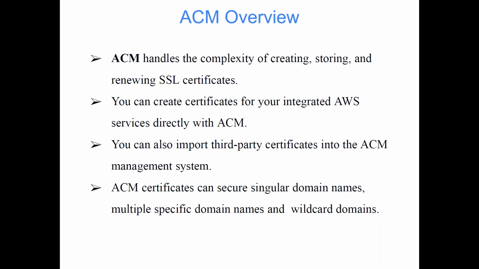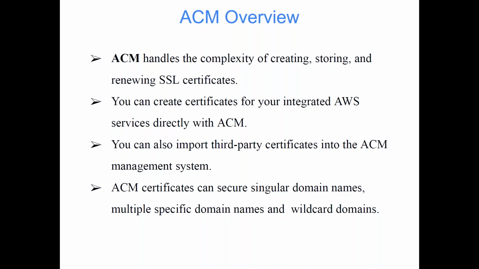And you can create certificates for your integrated AWS services directly with ACM. I was giving the example of load balancer. If you want a certificate for your load balancer, for your containerized application, or for anything else, suppose you are hosting some web application on EC2 instance, then instead of providing an IP address directly to the user, you will provide a secure website URL. So ACM can be integrated with all these services. And if you don't want to create, then what you can do is you can also import a third-party certificate into the ACM management system. I will show you shortly how to import that.